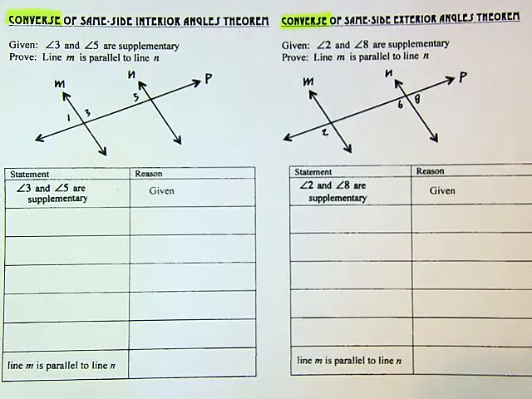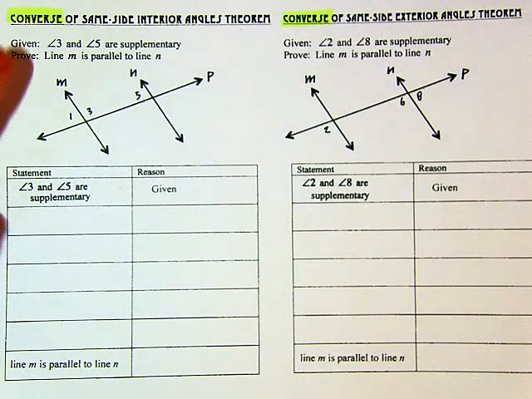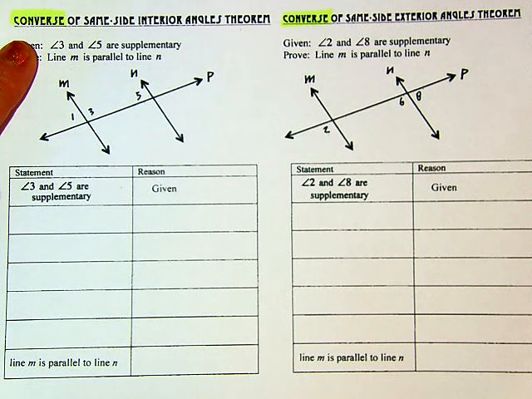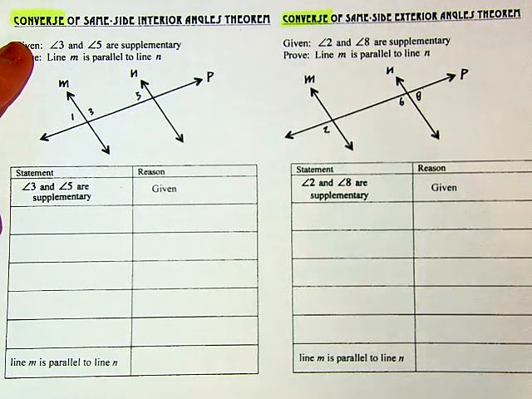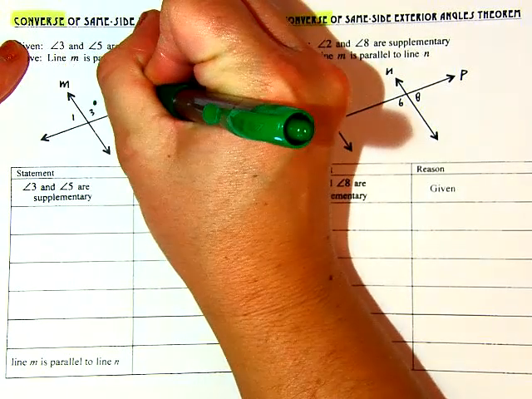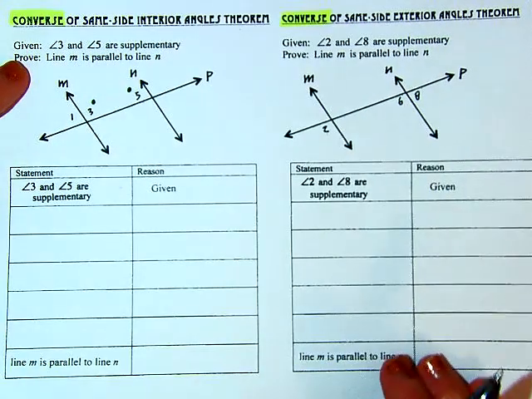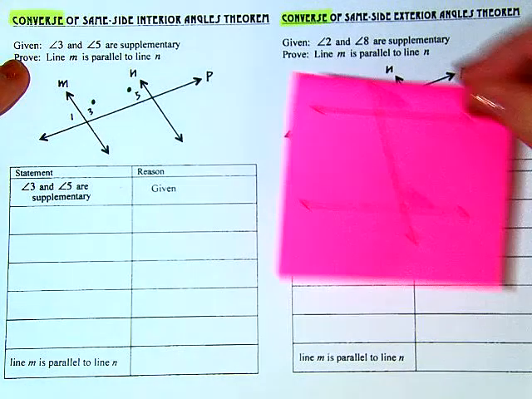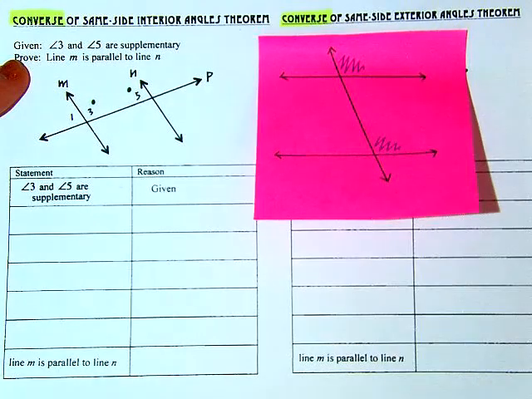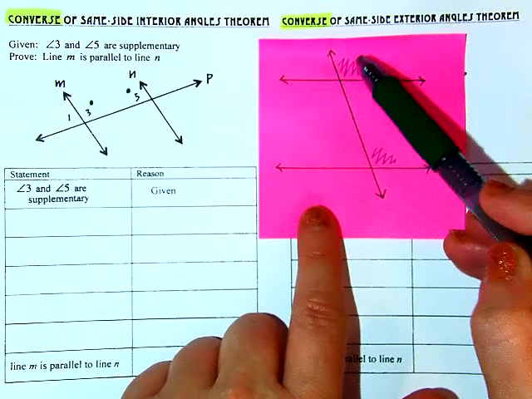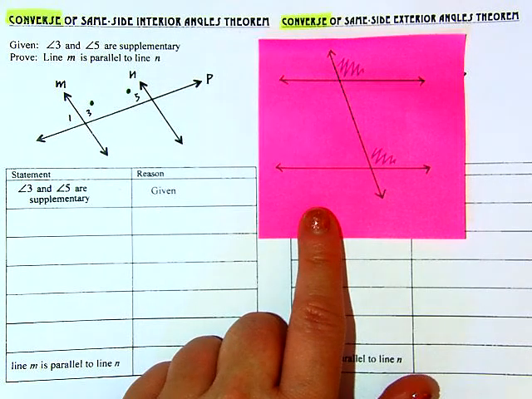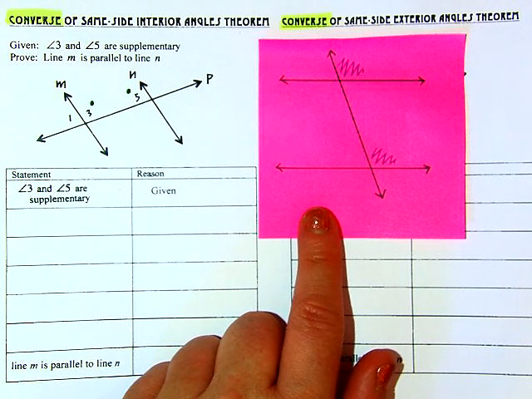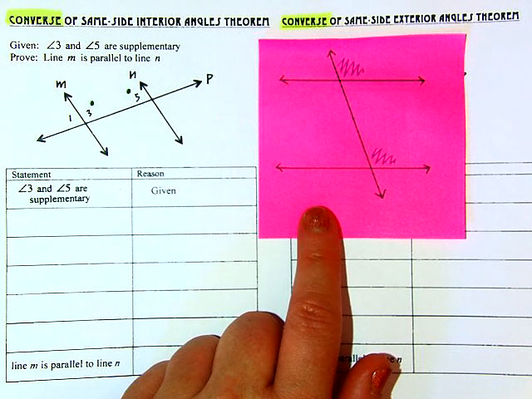So in my first one, this one is the converse of the same side interior angles theorem. So our starting point is that 3 and 5 are supplementary, and we're trying to build towards why the lines are parallel. So again, I'm always keeping my eye on the prize. I'm trying to think of how can I ultimately connect a pair of corresponding angles and show that they're congruent, because if I can do that, then my lines have to be parallel.